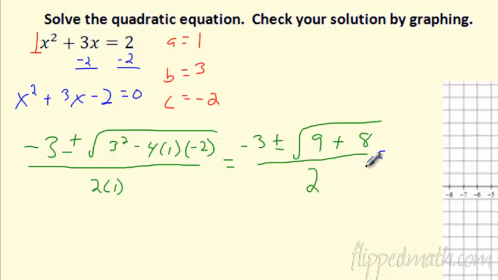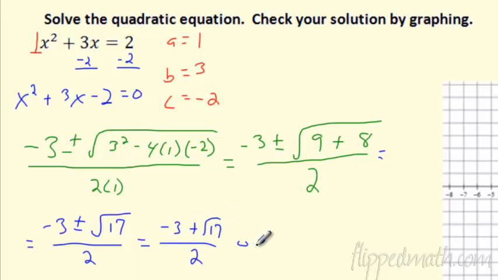What is this going to equal here? I'm going to bring it down over here. Negative 3 plus or minus the square root of 17, all over 2. Great. So what does that mean? This is fantastic. That is the answer. This means you've got negative 3, add the square root of 17 to it, all over 2, or negative 3 minus the square root of 17 all over 2. So those are my solutions here.